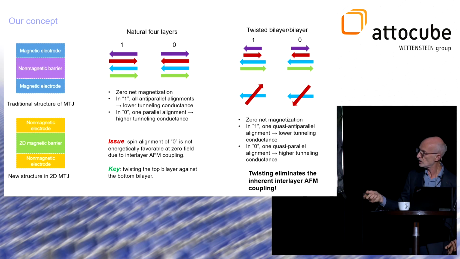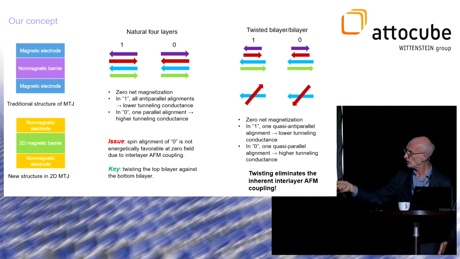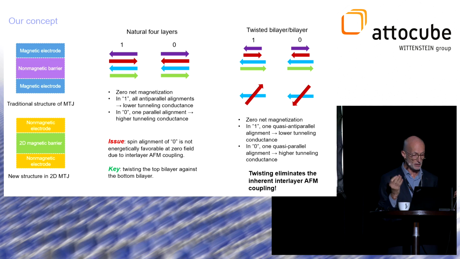So what we want to do is use this concept that Xiaodong and Pablo introduced, non-magnetic electrodes with a 2D magnetic barrier. And we're going to look at the tunneling conductance through that 2D barrier. Can we make a device which has two states in zero magnetic field? This would be technologically very interesting.